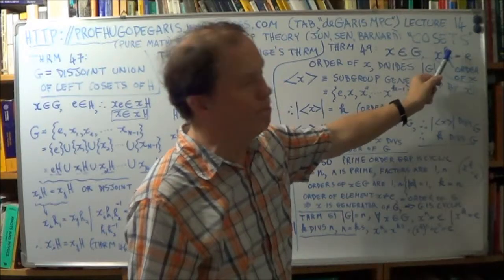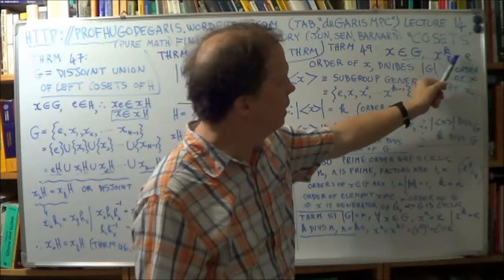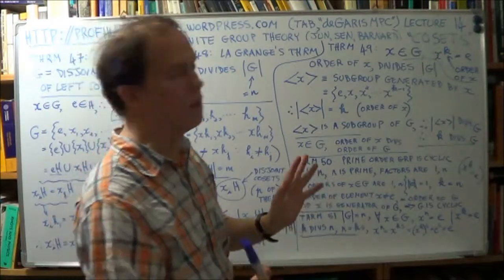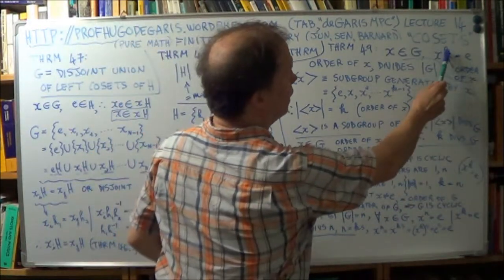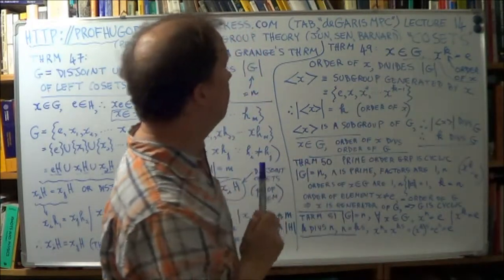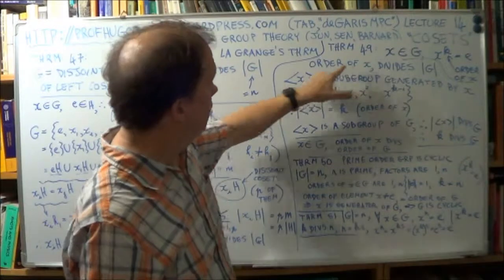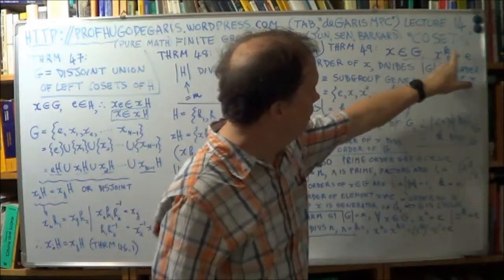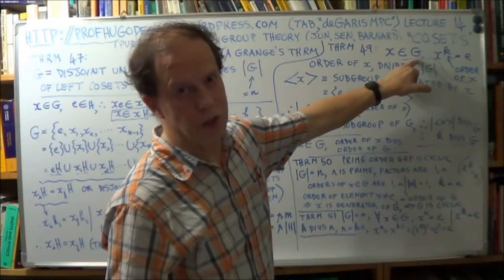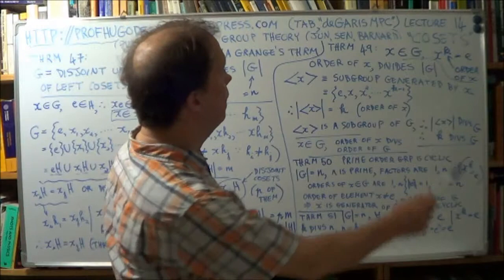The order of x is the smallest positive integer k so that x to the power k is the unit. Okay? So you've done this many times. Right? So that k here is the order of the element x. Now, this theorem states that the order of x, in other words k, divides the size of G. Yeah? Does that seem plausible?